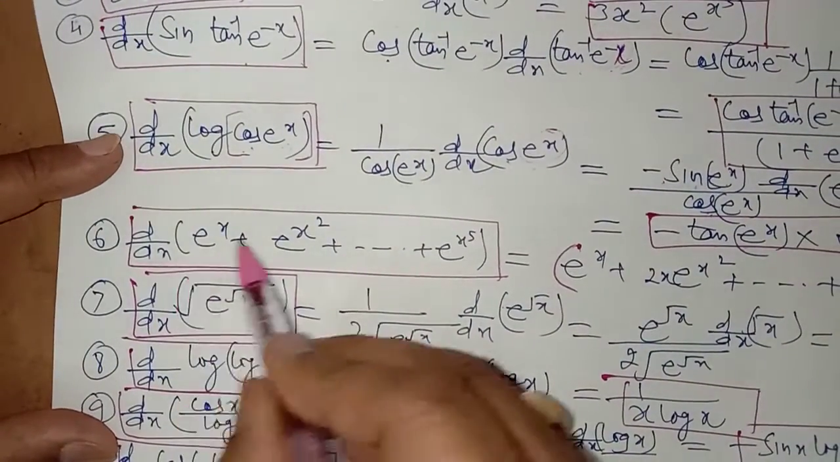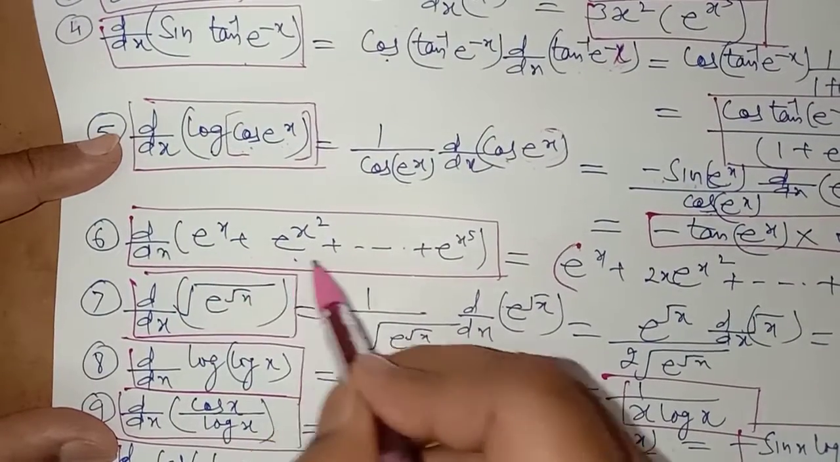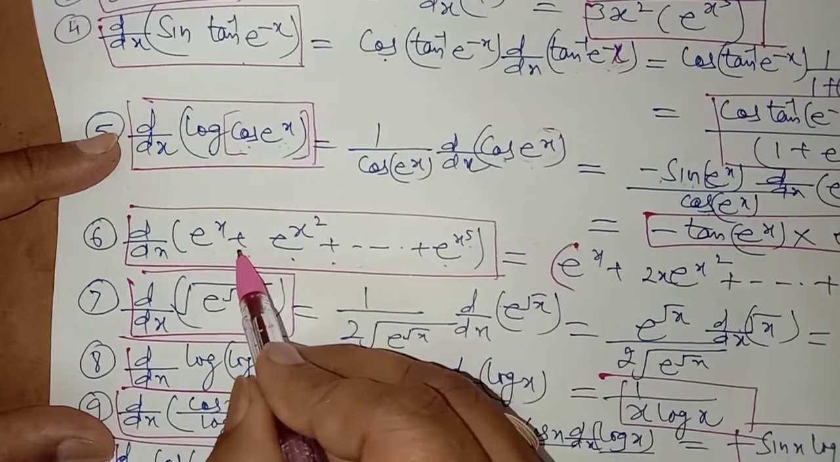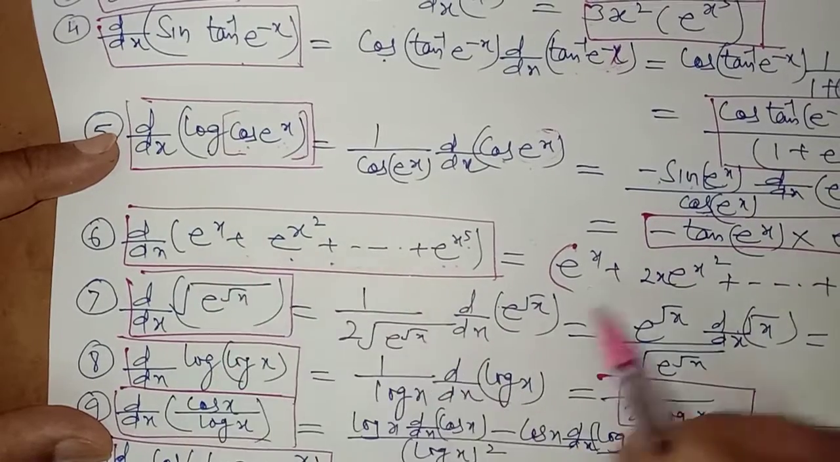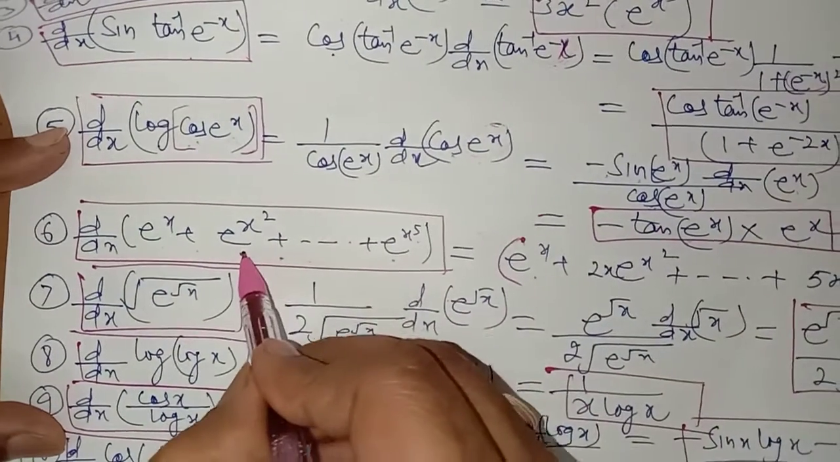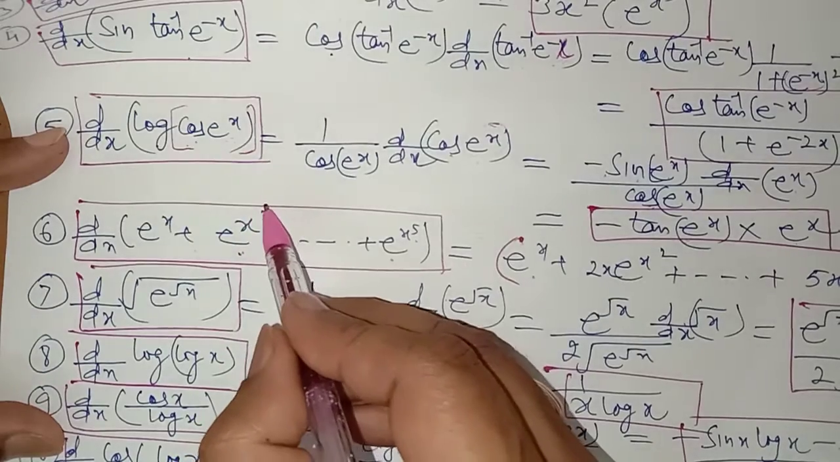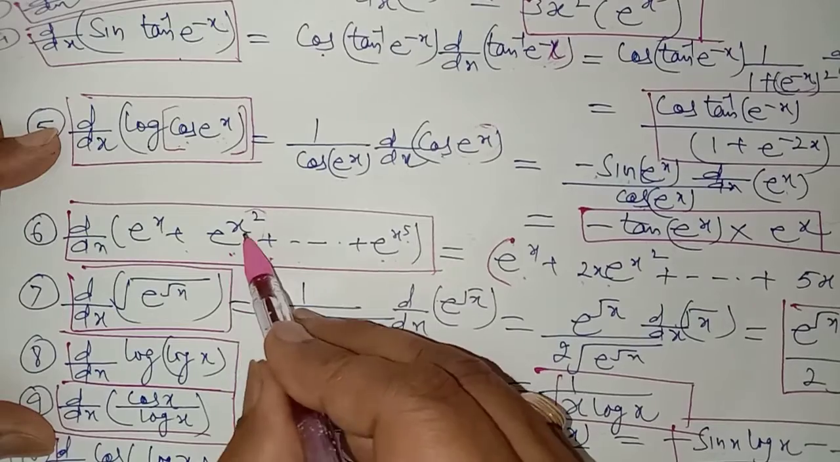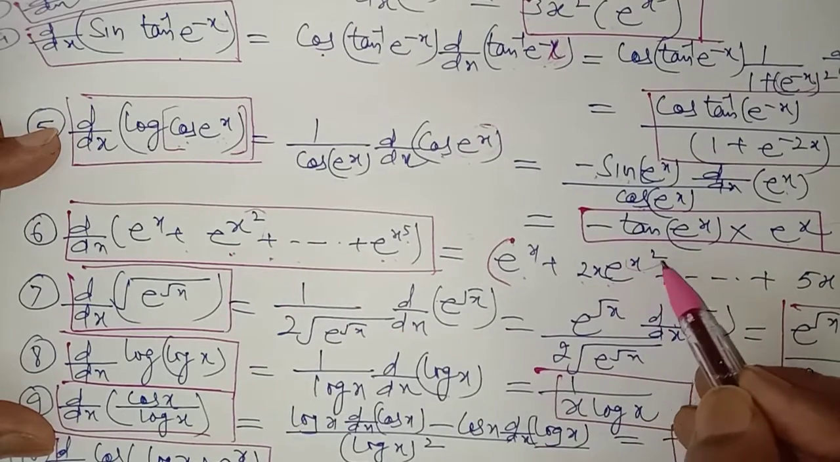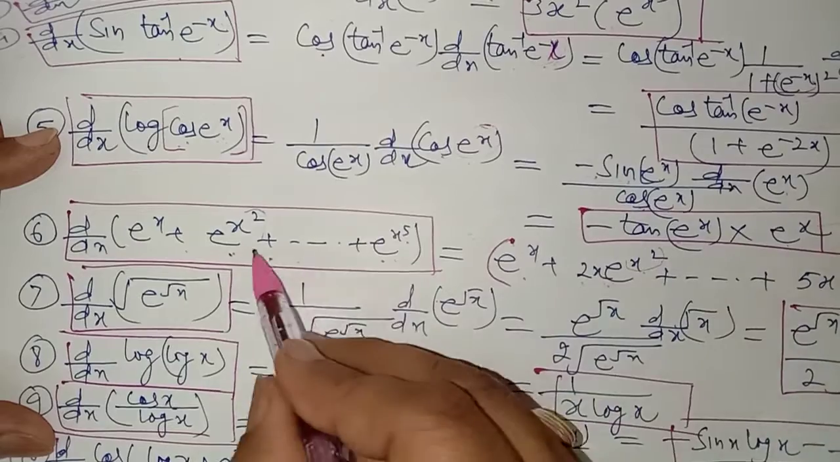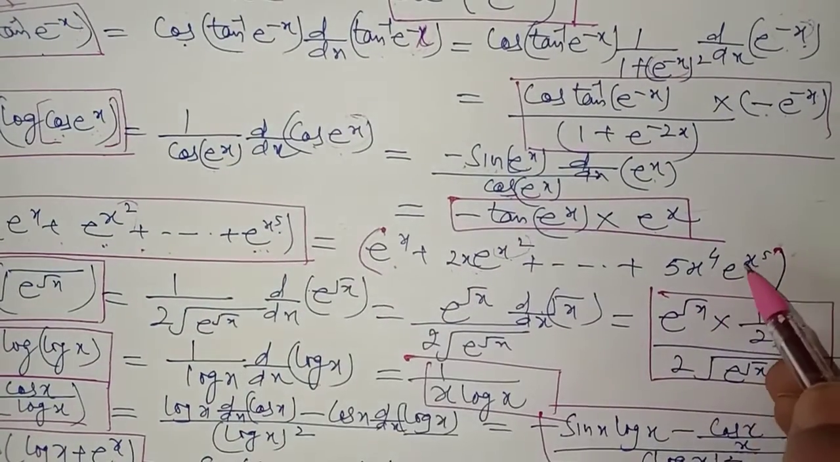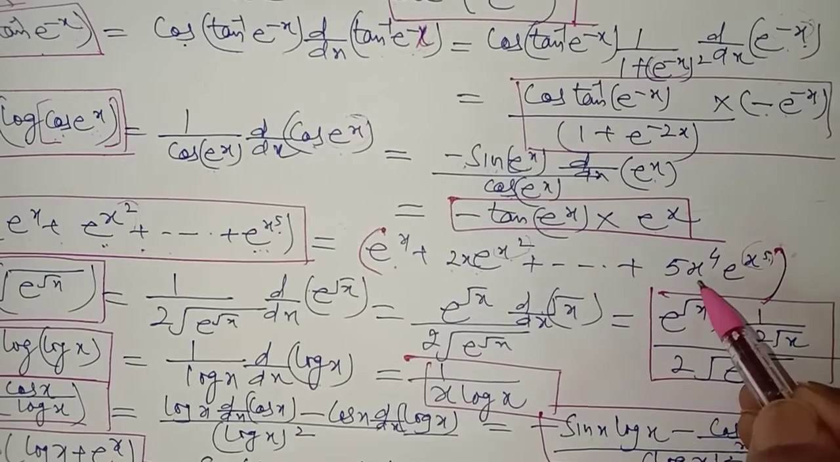So it is a composite function. Question number 6: e raised to power x plus e raised to power x square and so on up to e raised to power x to the power 5. You have to simply differentiate individually. The derivative of e raised to power x is e raised to power x. The derivative of e raised to power x square is e raised to power x square multiplied by the derivative of x square, 2x. And so on. The last term will be the exponential, derivative e raised to power x to the power 5, multiplied with the derivative of x to the power 5, which is equal to 5x to the power 4.